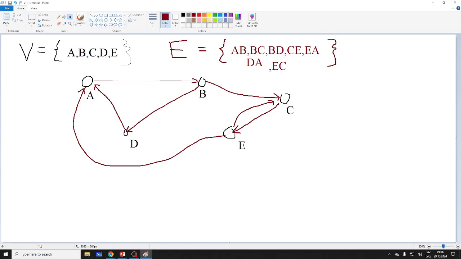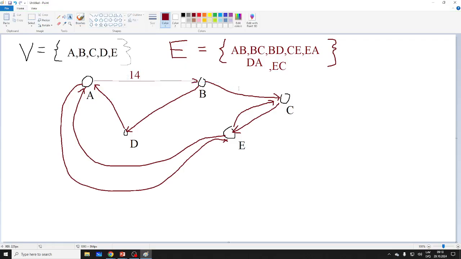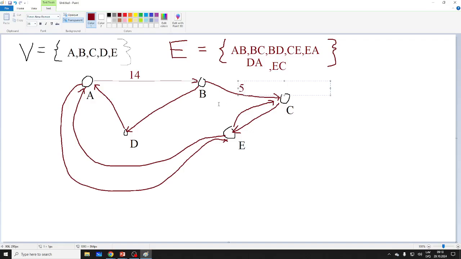Let me add another path here. Let me do this. A direct direction, right? But now I'll add costs. Let's see, this is like, I don't know, 14. This is, I don't know, 5. This is like 3. This is going to be 2. And this is going to be, I don't know, 28.